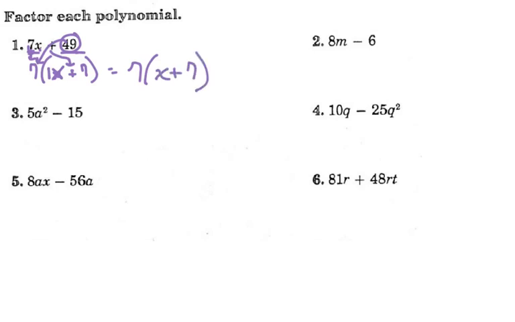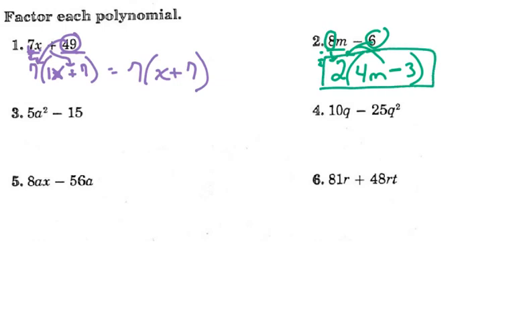So moving on, 8m and 6. There is no m with the 6, so I cannot take a letter out. The greatest common factor is 2. So I take my 8 and I divide it by my 2, which gives you 4, and you have to keep the m. I'm bringing down my minus. 6 divided by 2 gives me 3. So your answer is 2 times the quantity 4m minus 3.